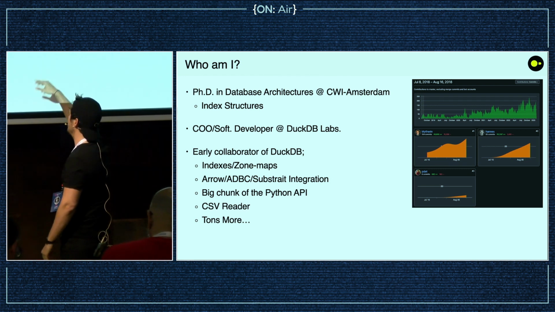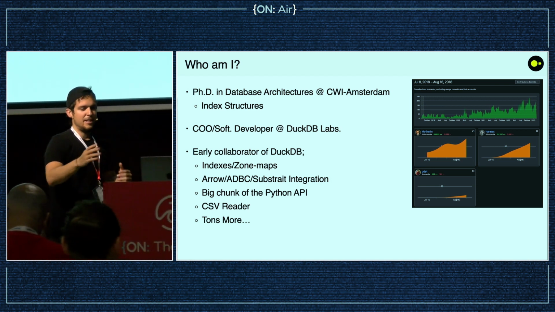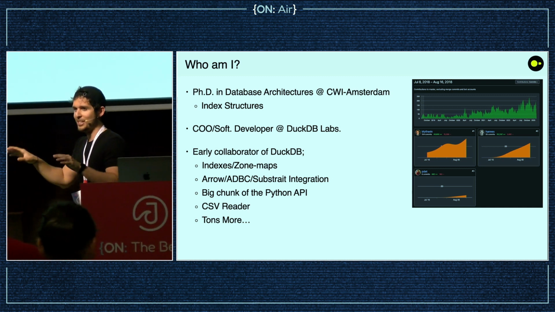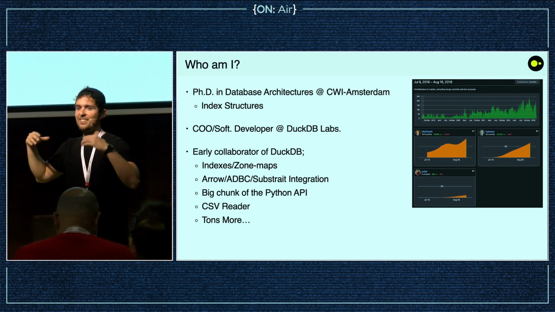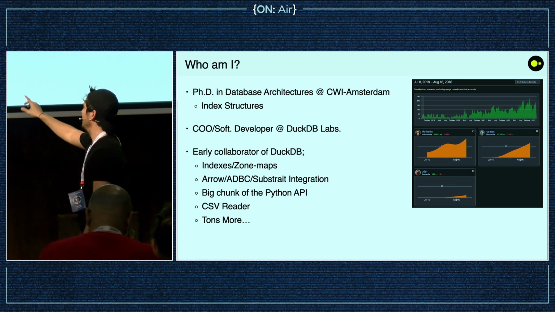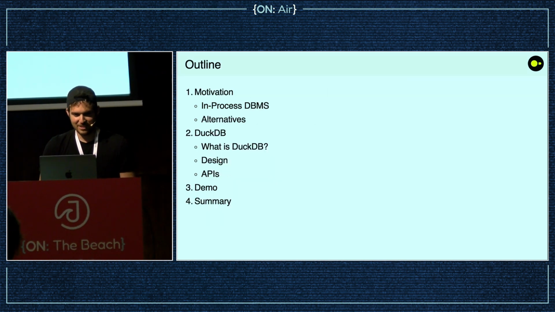And I did all kinds of stuff in DuckDB. I implemented indexes, zone maps, Arrow, ADBC, Substrait integration, a lot of the Python API. So if anyone uses DuckDB in the Python API and it breaks, there's a big chance it's me, so you can email me with some bad words. CSV reading, a bunch of other stuff. I've been all around the place there.